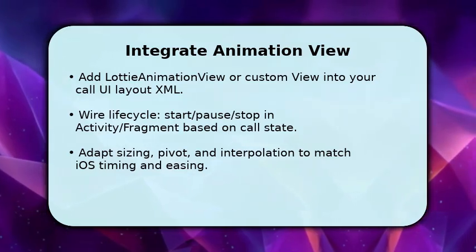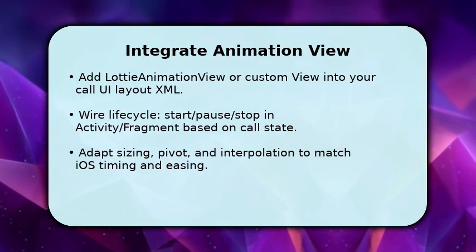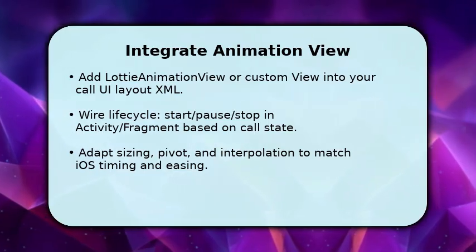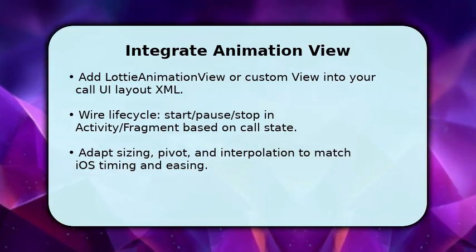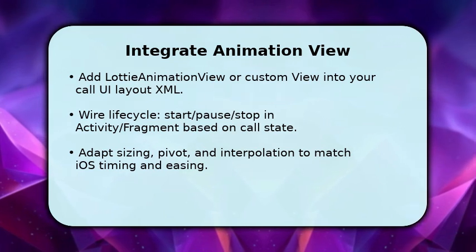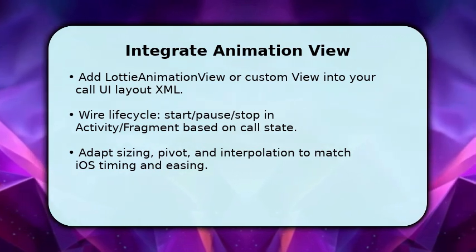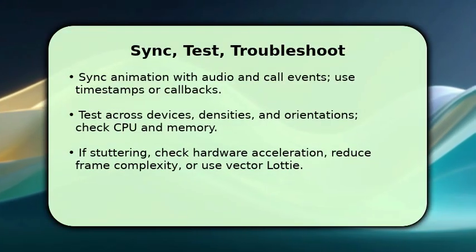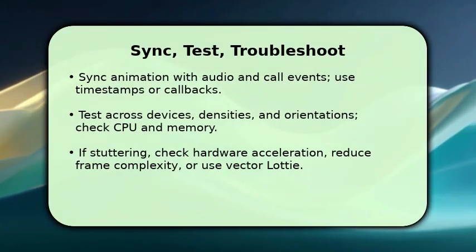Then, connect start, pause, and stop calls to your call lifecycle events: ringing, answered, ended, so the animation reflects real state. Also, adjust scale type, pivot, and interpolator values to match iOS easing. This preserves the perceived motion and makes the animation feel native to Android. Finish by syncing and validating playback across scenarios so the animation behaves predictably.